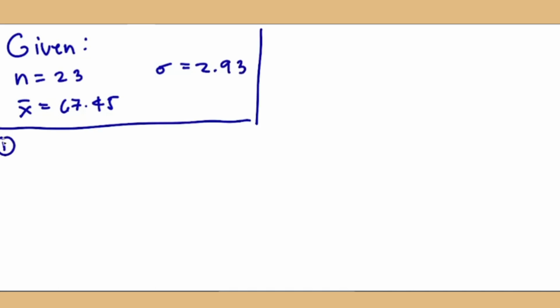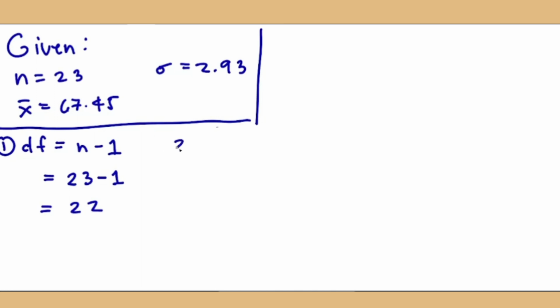In our givens, we have the sample size of 23, the sample mean of 67.45, and the standard deviation of 2.93. Firstly, we need to find the degrees of freedom, which is the sample size subtracted by 1. So for this problem, we have 23 subtracted by 1, which equals 22.